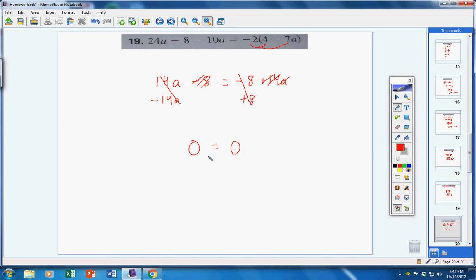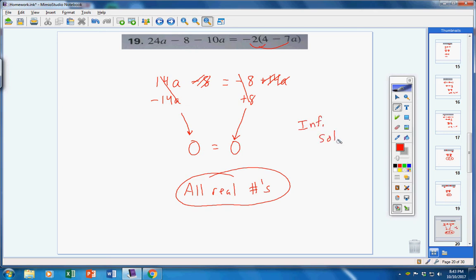So, now we learned this when we studied the chapter, students. When all of your variable terms cancel out and all of your constant terms cancel out, the answer is all real numbers. In other words, any number that you want to pick satisfies this equation. Okay? Any number you want, the answer is all real numbers. Okay? I also allow students to put infinite solutions, and that's fine too. Alright? Number 20.